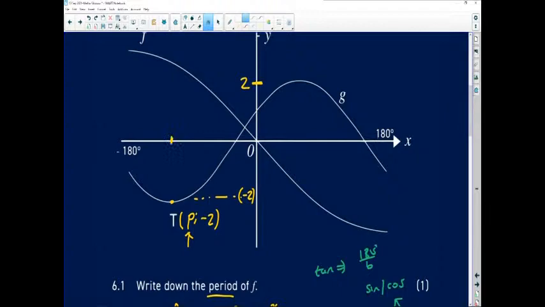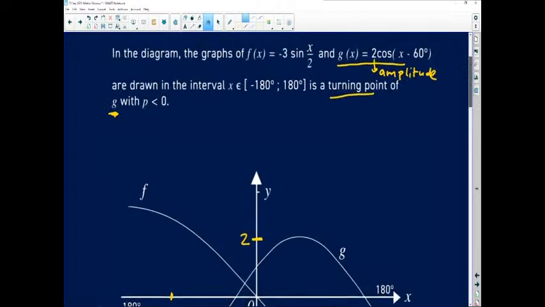Now, for you to be able to do this, we have to look at the equation that was given to us. According to the examiner, the graph of g is cos of x minus 60 degrees. So you guys have to know that the parent graph of a cosine graph is cos of x. And that graph fluctuates between 1 and -1. And what it looks like is, it looks like this. Okay, that's the parent graph of cos.